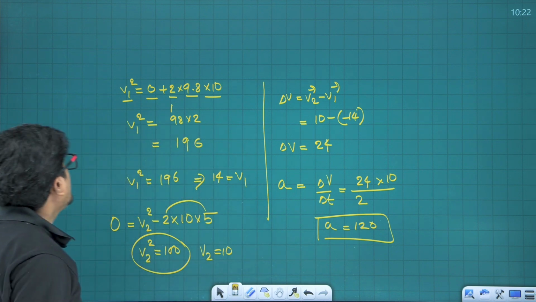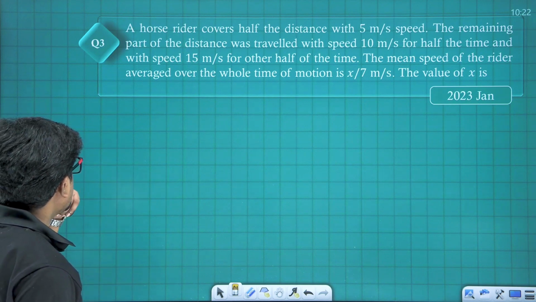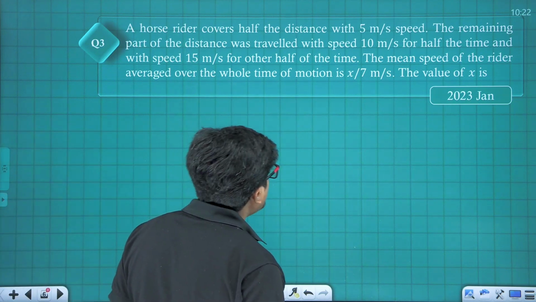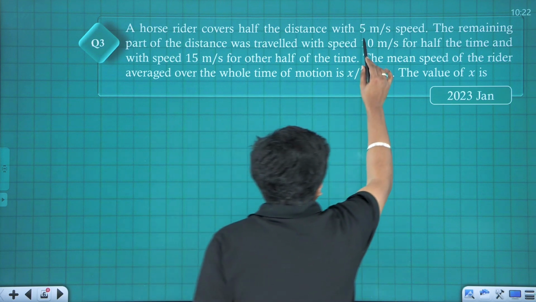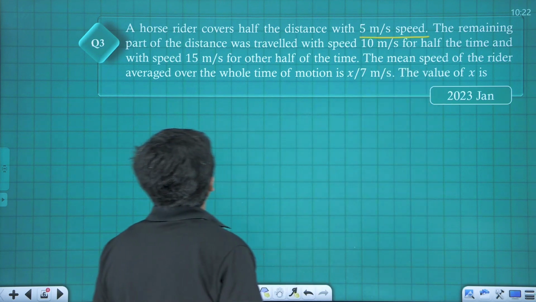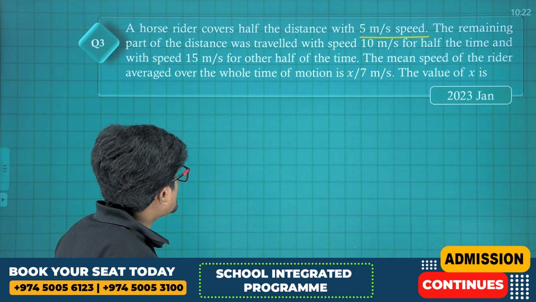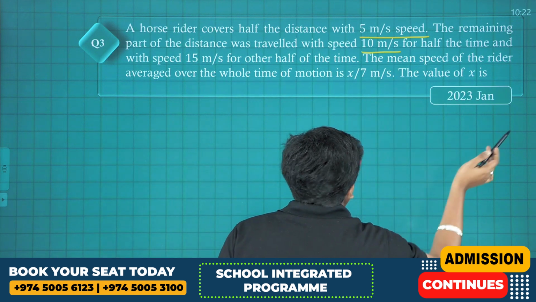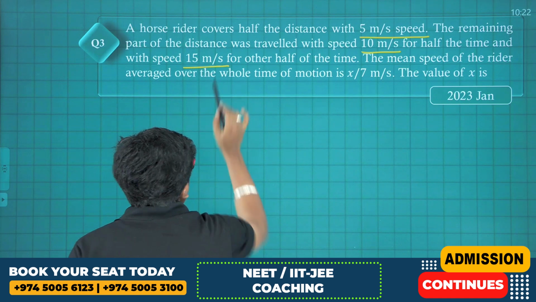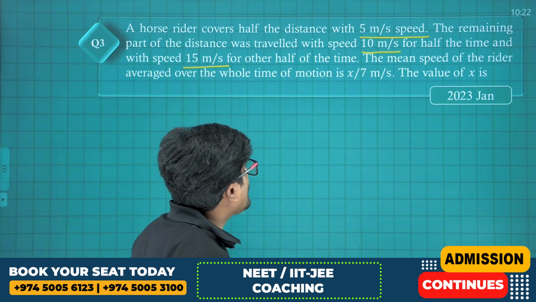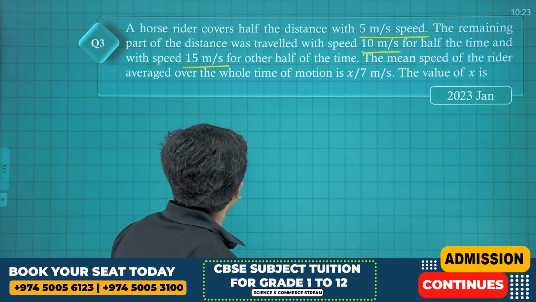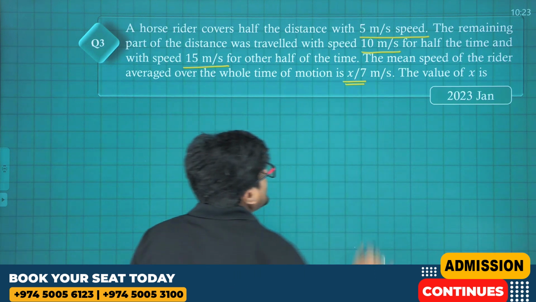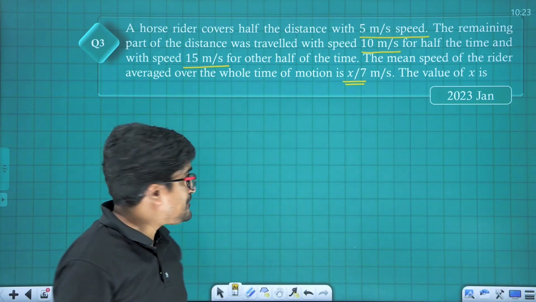Now let's move to the next, that is question number 3. The question says, a horse rider covers half the distance with a speed of 5 meter per second, and the remaining part of the distance was traveled with a speed of 10 meter per second for half the time and 15 meter per second for the other half of the time. The mean speed of the rider averaged over the time duration is x by 7. Then the value of x is the question.